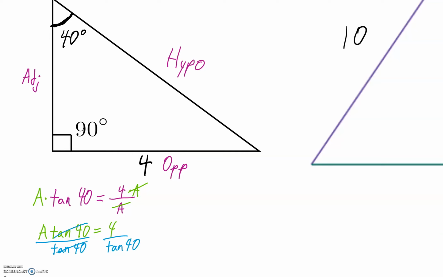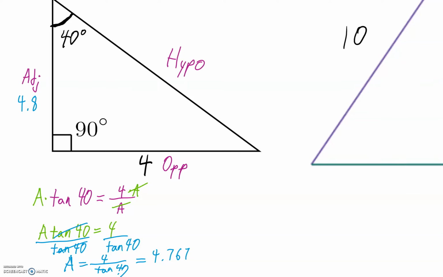So we're left with a equals 4 over tan 40, which equals, I'm just typing this into my calculator exactly as shown, 4.767. I'm going to leave it there for now. In terms of our final answer, everything is to the nearest tenth in this question, so this is going to be 4.8 there.